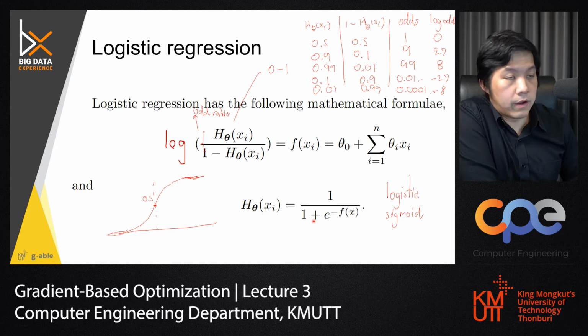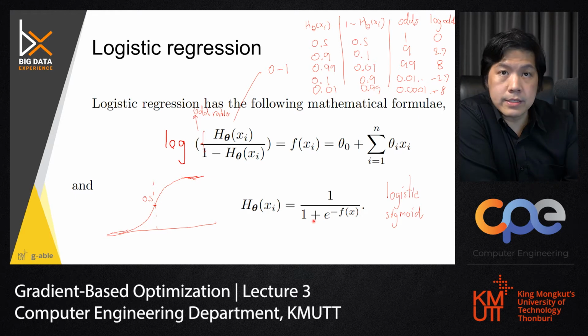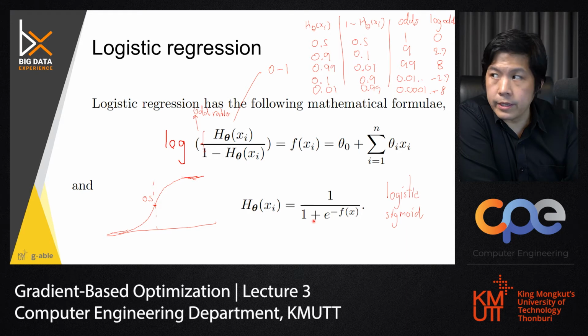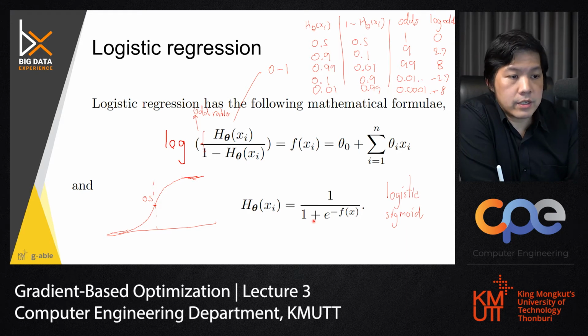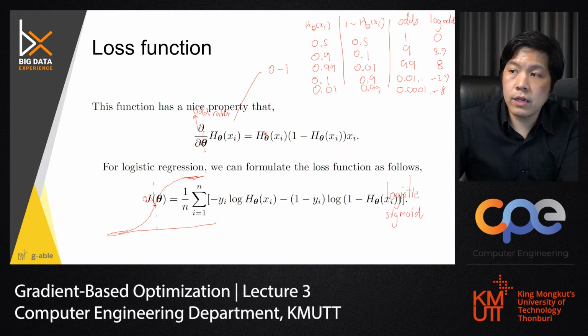Okay, this is the sigmoid function. Deep learning uses logistic regression as the basis node in the model, the sigmoid function, because this function has a nice property. If you take the derivative of this function, you end up with the value of the function multiplied by 1 minus the function multiplied by xi.